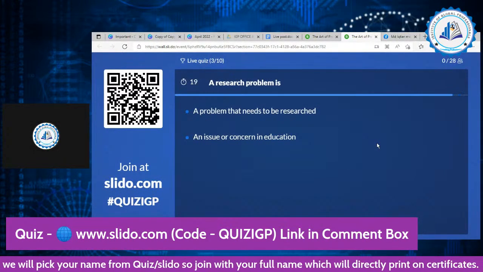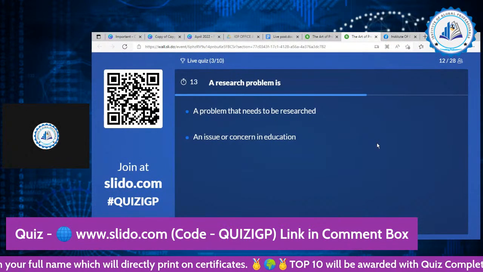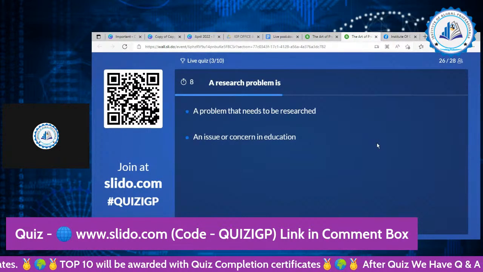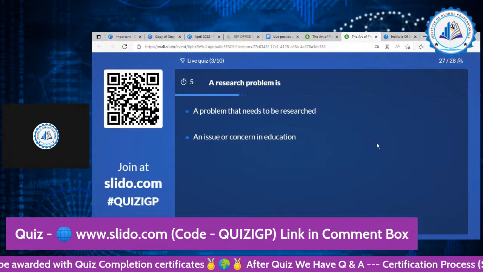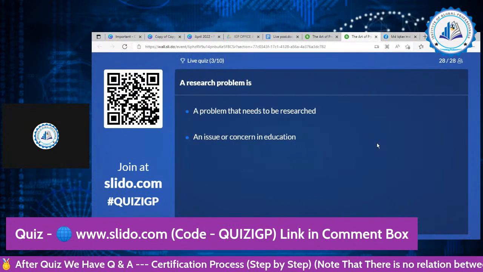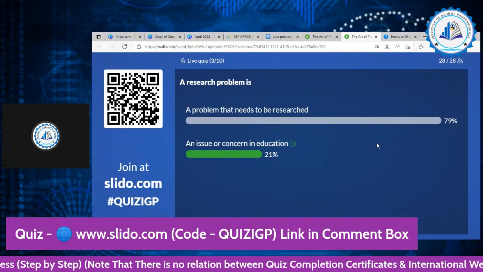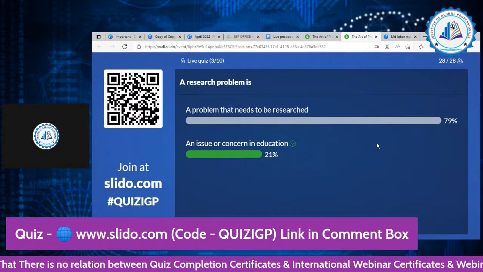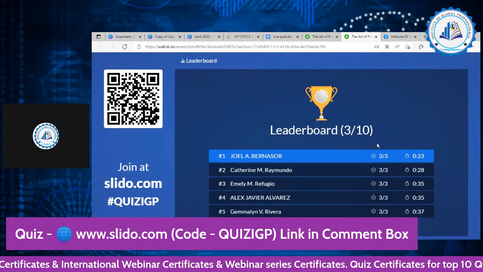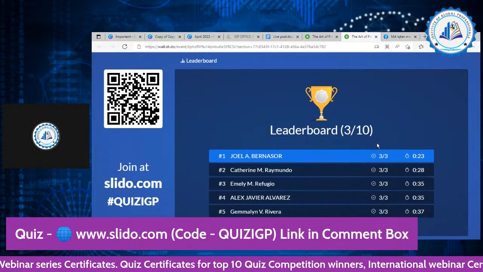Our next question is: a research problem is a problem that needs to be researched or an issue or concern in education. Only 21% of our participants give the right answer, and the answer is an issue or concern in education. On the leaderboard, top one is Joel Barnaso, and the following Catherine and Emily.